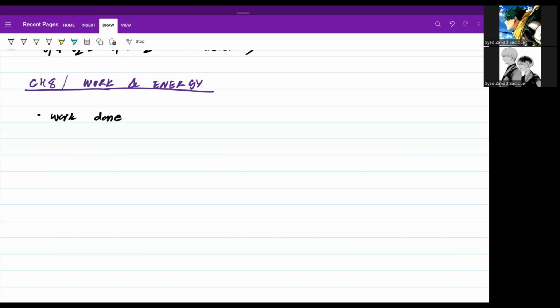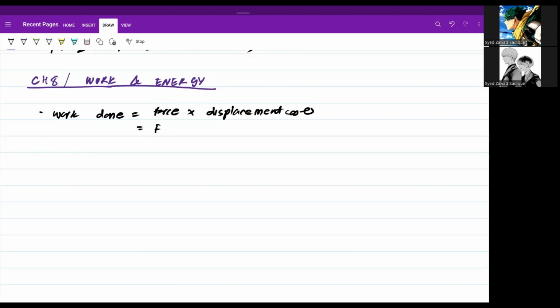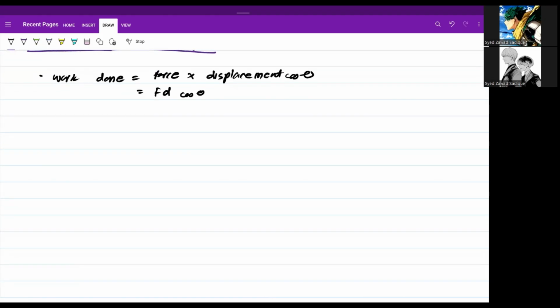Okay, so, you know, work done is equal to force into displacement cos theta. If theta equals 0, then the whole thing is 1. So you could think of it as force into displacement, but it's better to write it as force into displacement cos theta. You can also write it as F d cos theta. Right. Now, there is a certain note.